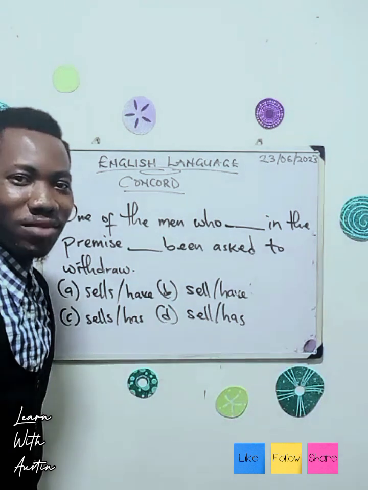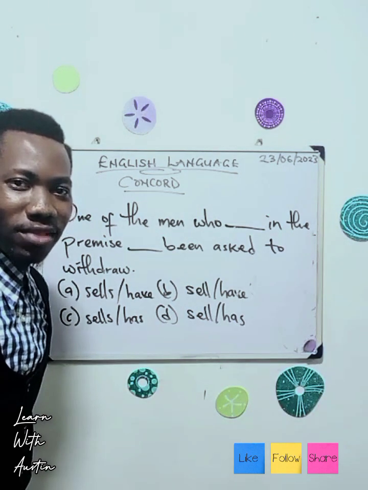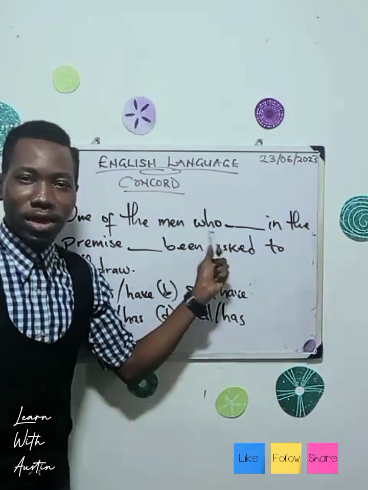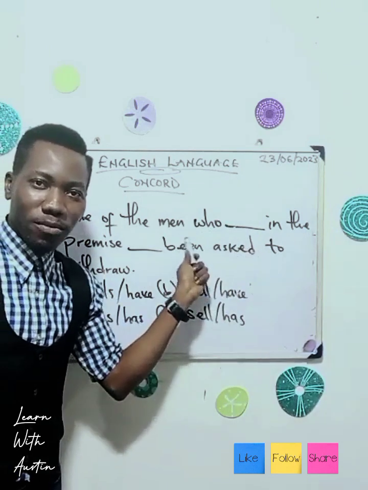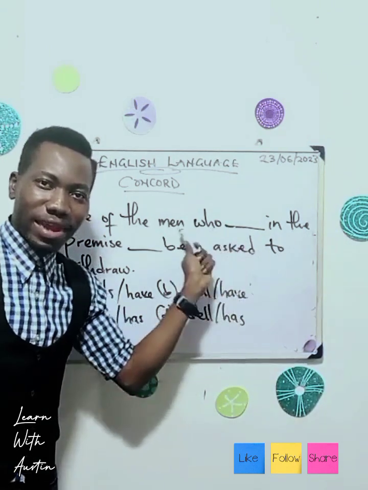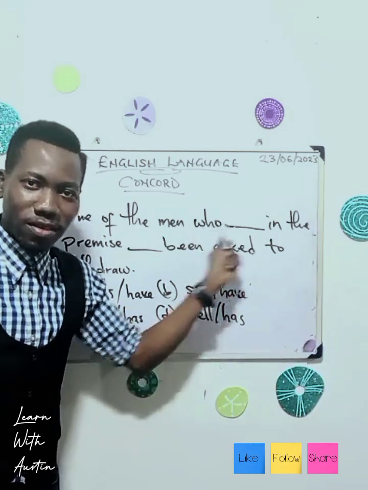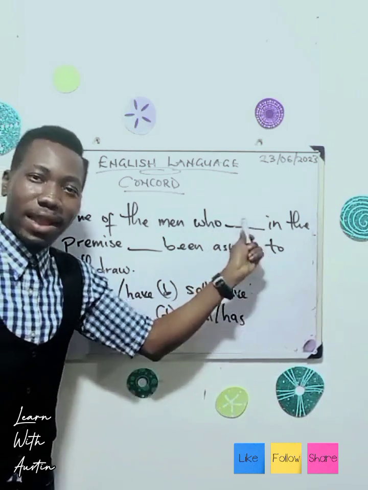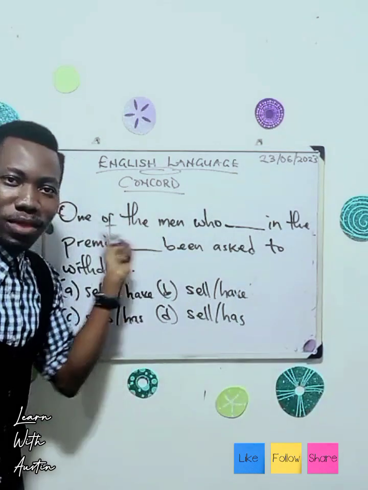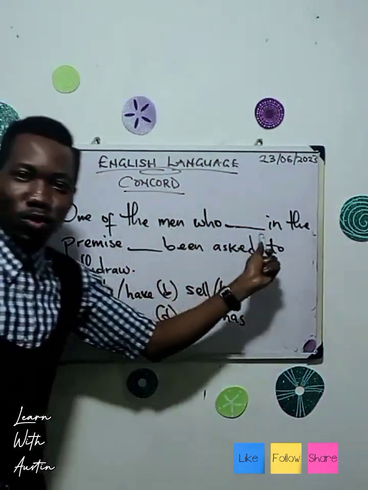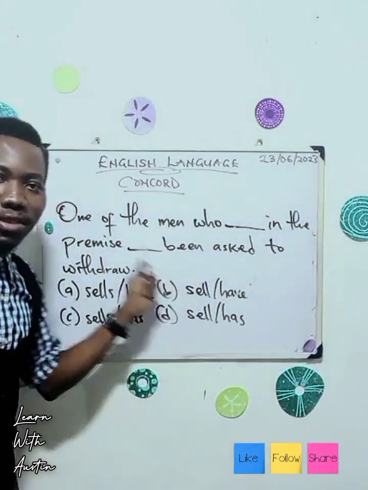This is the relative Concord, where the relative pronoun is used. It says that whenever you have the relative pronoun like this, the first verb that comes after it will be determined by the noun immediately preceding it. Then if there is any other verb in the sentence, it will be determined by the first subject that is mentioned. In this case, we have "one of". So if there's another verb, it will be determined by the "one of".